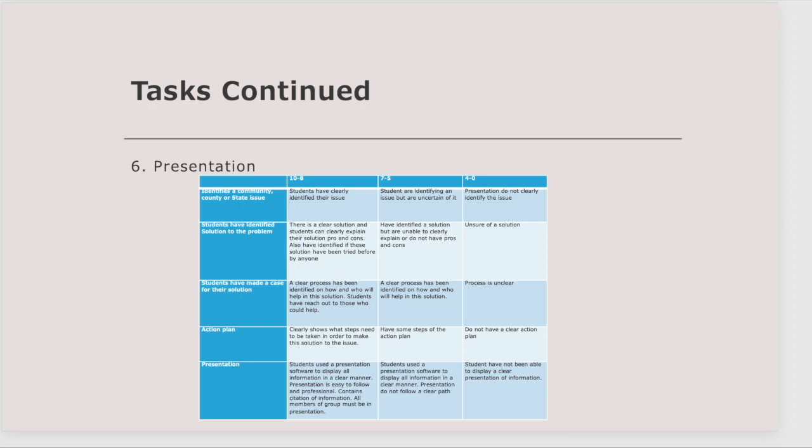You're going to first be making sure you're identifying that issue. Is it community level? Is it state level? Is it federal? Where does it go? Next, you have to identify a solution to the problem. Then you have to have made a case for your solution and supporting that solution. Then you have to have an action plan that needs to be available. What are we going to do? How are we going to solve this problem? And then, of course, the presentation. This needs to be a display of all this information together. And yes, every member of the group does need to be present in the presentation during a live class. Okay?